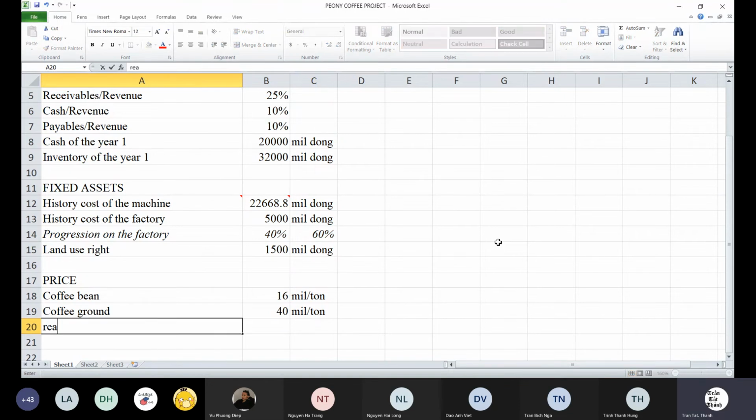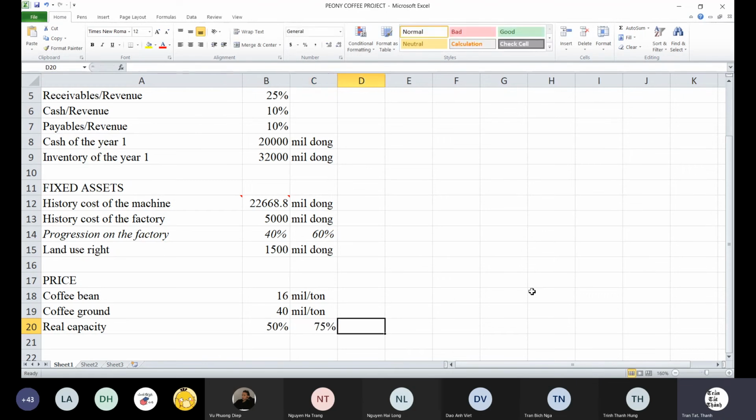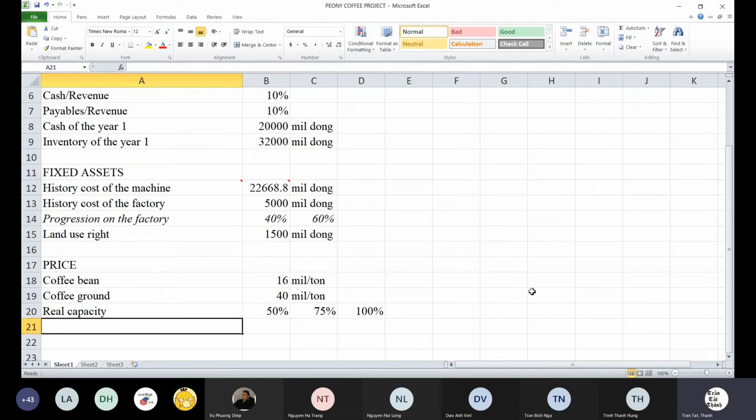Okay, let's say real capacity of the projects: 50% for the second year, 75% for the third year, and 100% from the next year, from year 4. You should call it real capacity ratio. Okay, so please continue with the price.